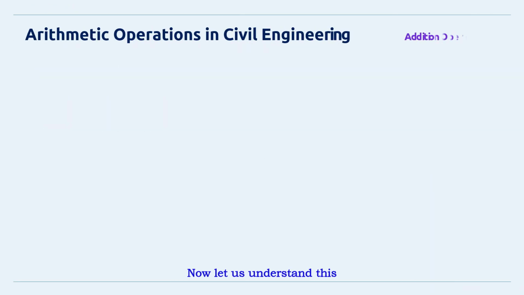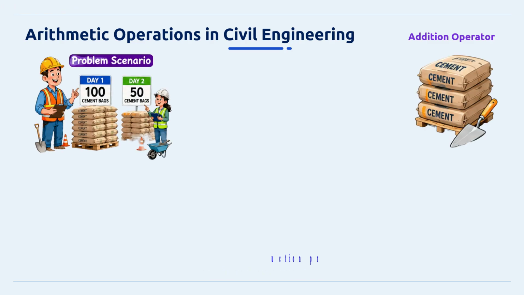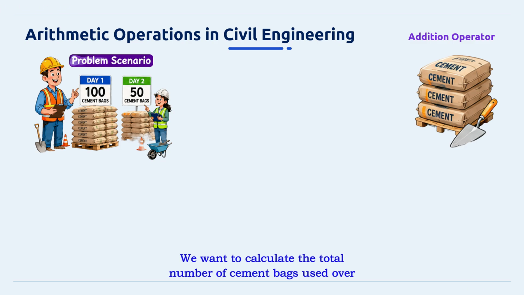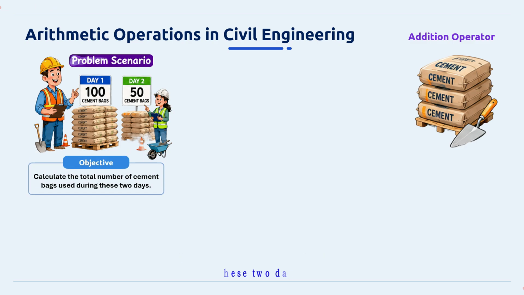Now let us understand this operator using a civil engineering example. Suppose a construction project is going on. On day 1, 100 cement bags were used. On day 2, 50 cement bags were used. Our objective is simple. We want to calculate the total number of cement bags used over these 2 days.